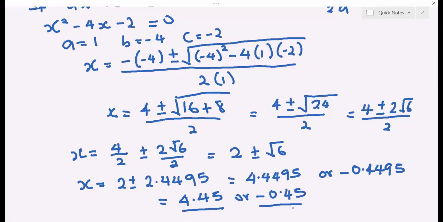I want you to try your hands using either the factorization method, the completing the square method, or the general formula method to solve equations. The next time we work on quadratic equations, we will use the graphical method.